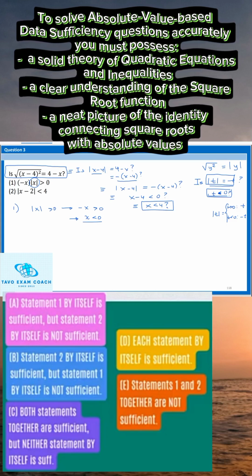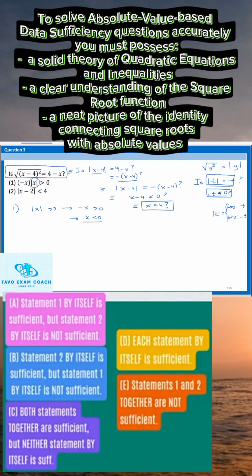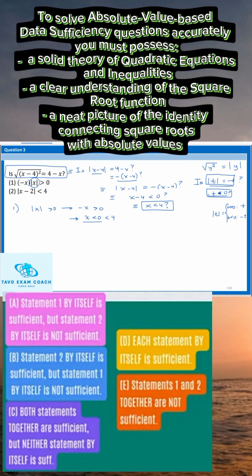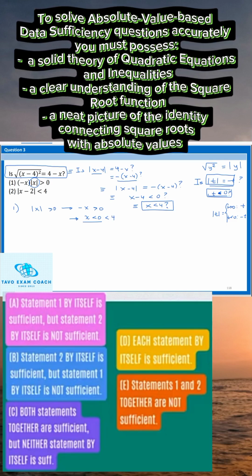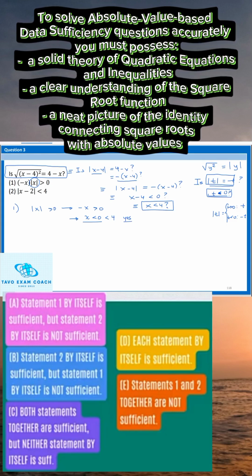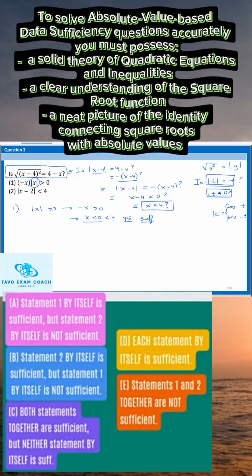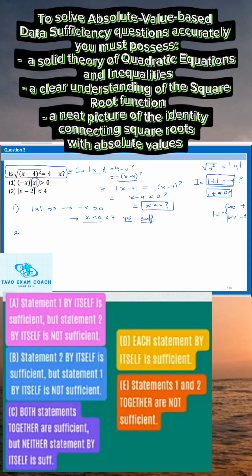But if negative x is greater than 0, then it follows that x is a negative number. So if x is negative, will x be less than 4? Obviously yes, because 0 is less than 4. Any negative number will always be less than 4. We have an affirmative answer to the question, and so statement 1 alone is sufficient. What about statement 2 alone?